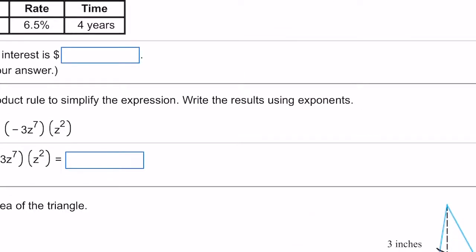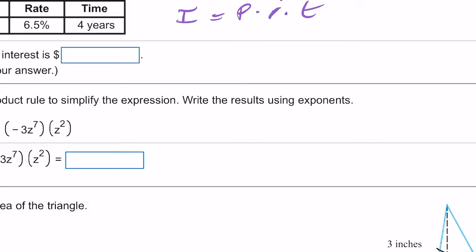Number 51 is a simple interest problem. And to find interest, it's just the principal, which is the amount of money that you put in or invest, times the rate, which is your percent, times the time. So we abbreviate it and just say I equals P times R times T. And as always, you got to change your rate or your percentage to a decimal.